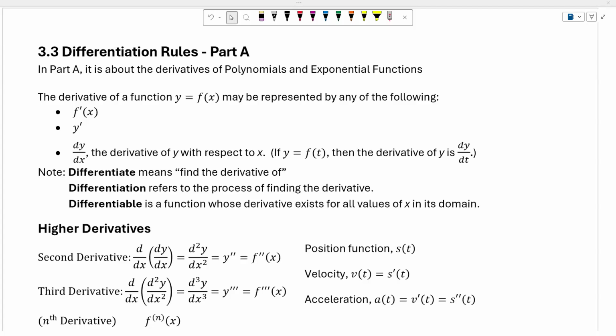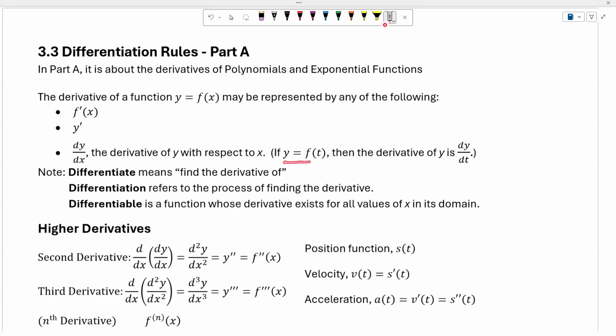Hi, in this video, we will talk about the derivative of polynomial functions and exponential functions, okay? First, I would like to introduce the notation that we are using in this video. The derivative of a function y equal to f of x may be represented by the following: f prime of x, y prime, dy/dx.